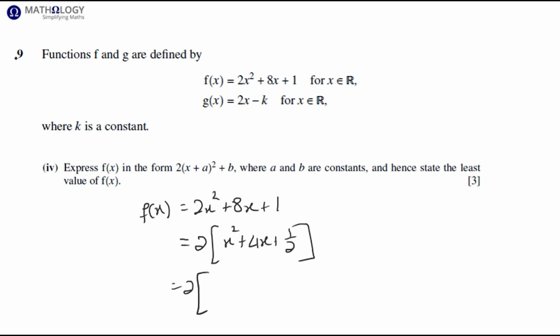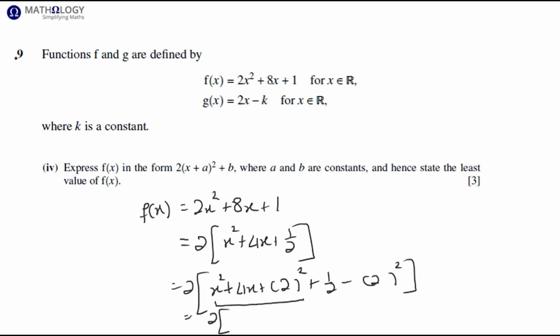And now we add a bracket squared and subtract the same bracket squared. The content of that bracket is half the coefficient of x, so half of 4 is 2. So we have 2 times the first 3 terms inside the bracket. Brackets form a perfect square trinomial, which is x plus 2 all squared, plus a half minus 4.